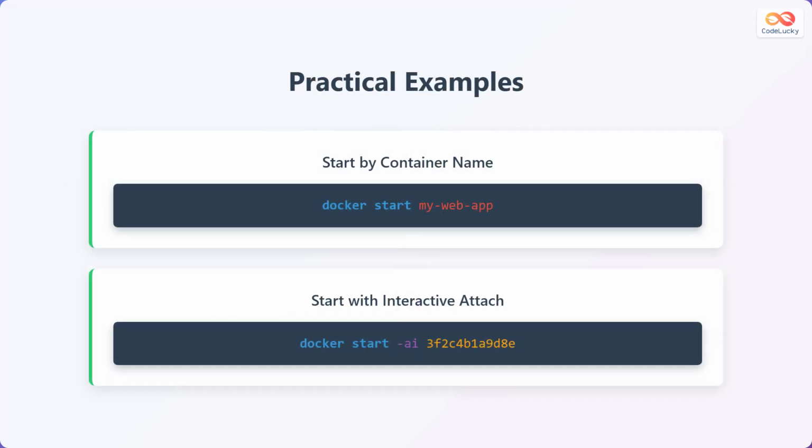Here are a couple of practical examples to illustrate how to use the docker start command. To start a container by its name, you can use the command docker start, followed by my web app. This will start the container named my web app. Alternatively, to start a container with interactive attach, use the command docker start, followed by the flag -ai and the container ID, such as 3F2C4B19D8E. This will start the container with the specified ID and attach an interactive terminal to it.